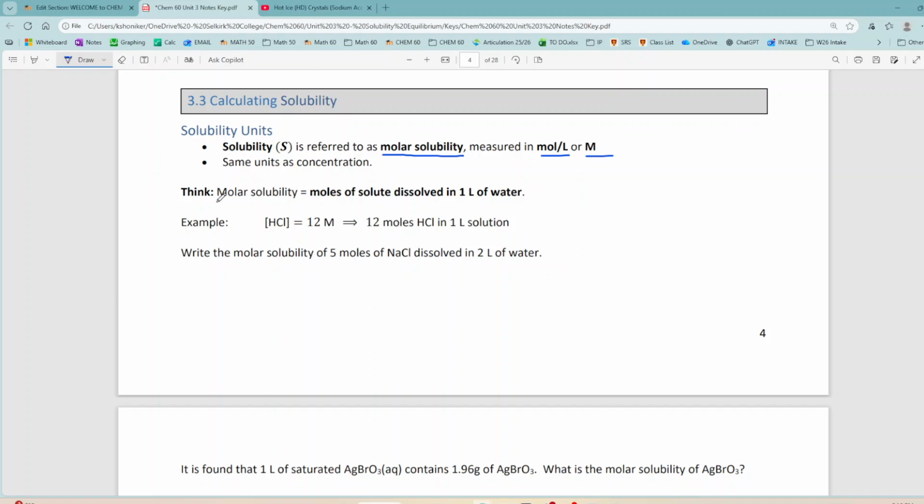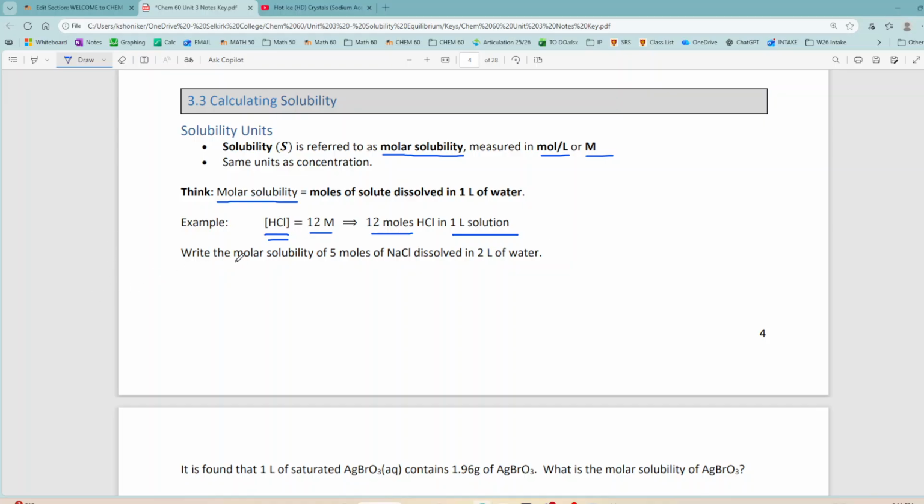So sometimes we will call this specifically molar solubility to remind ourselves that you can dissolve moles per liter of water, versus just the word soluble, which could be grams per liter, right? So specifically molar solubility is the moles of solute dissolved in 1 liter of water. For example, if we know that the concentration of hydrochloric acid is 12 molar, that means that 12 moles of hydrochloric acid is dissolved in 1 liter of solution, or dissociated, because it's an ionic species. Okay.